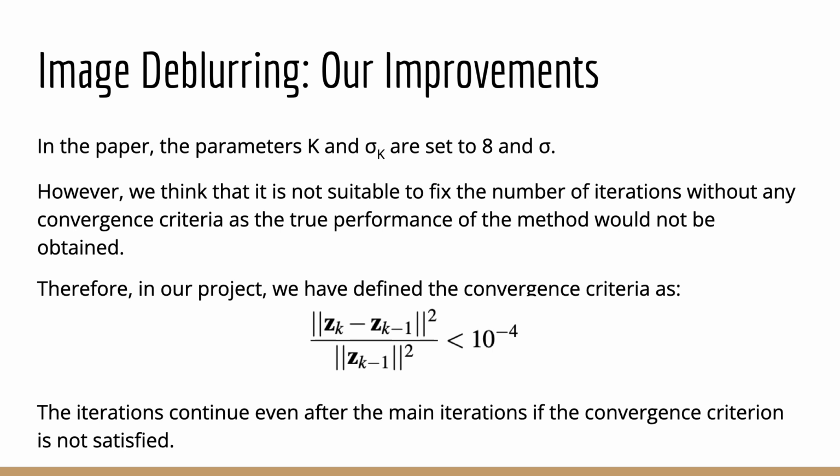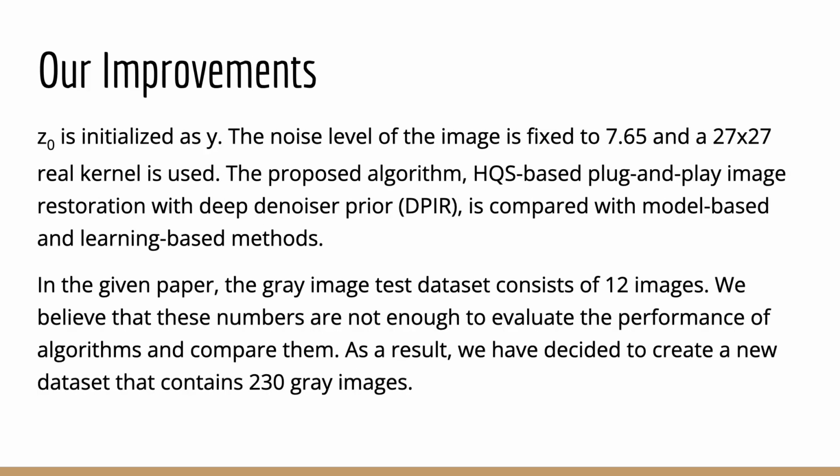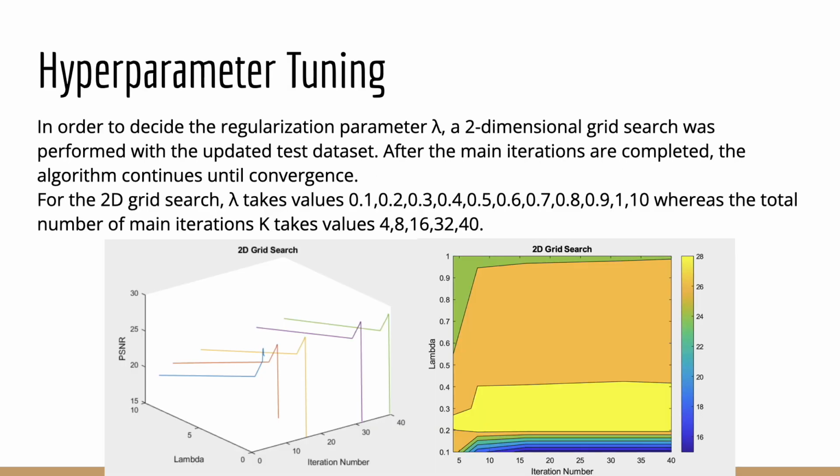So we have defined a performance criterion like this instead of a fixed number of iterations. So the iterations continue even after the main iterations if this criterion is not satisfied. And we stopped after the change is very small. And we use such a setting for our test environments. Also, it's important to mention that the test set in the paper consists of only 12 images, but we thought that this is not enough to evaluate the performance of algorithms. So we created a different data set consisting of more images, and then we tuned our hyperparameters.